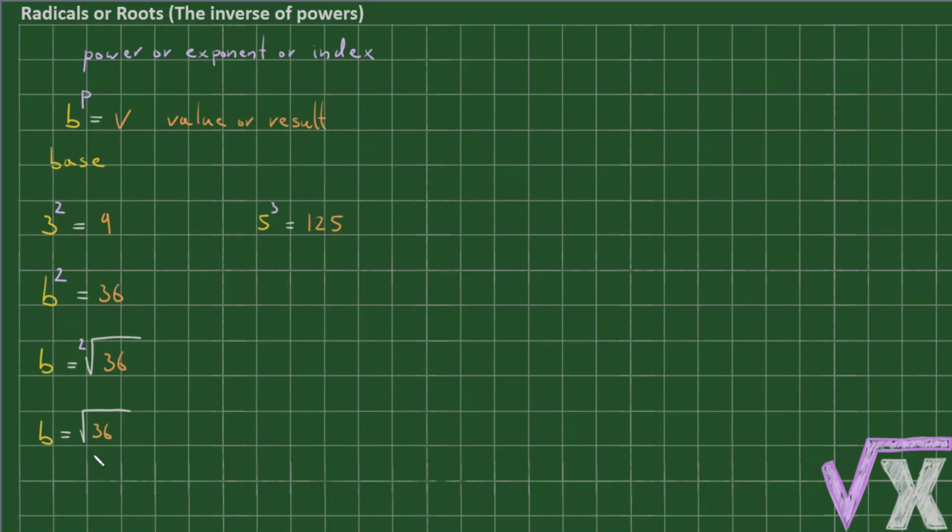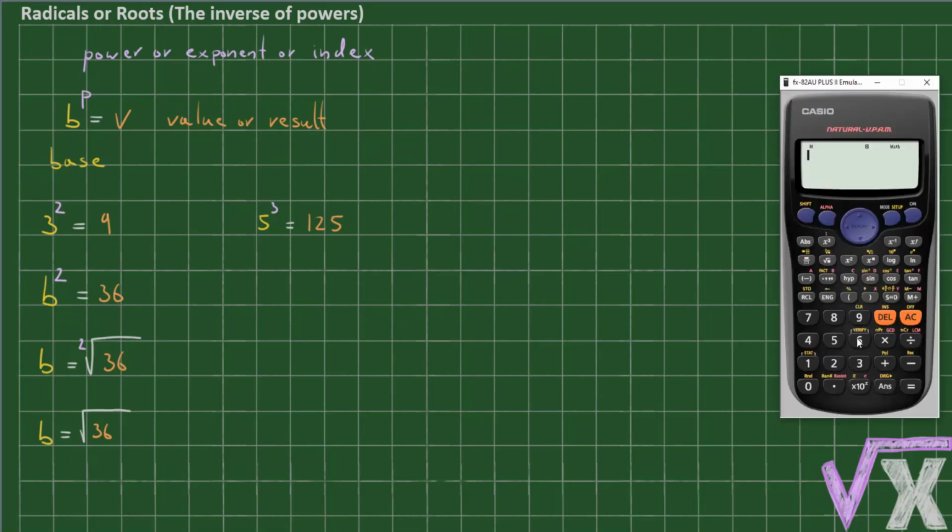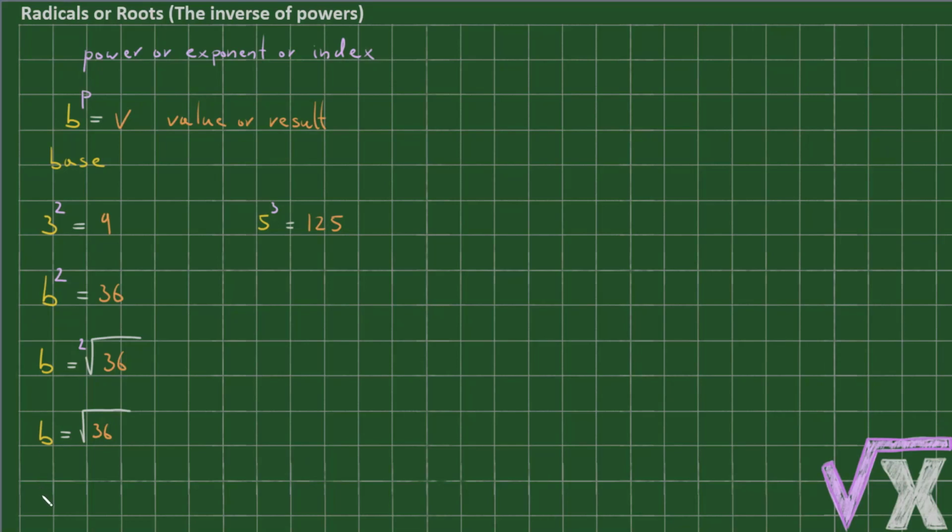So how do we solve this using our calculator? If I'm talking about a square root or a second root, I can use this button here, the one with the radical symbol and the white blank square. So I will press that, and then in this box I will enter 36. And finally I will press the equal button. And that will give me 6 as the result. So I can say that b equals 6. And that makes sense, because 6 multiplied by 6 will give me 36.